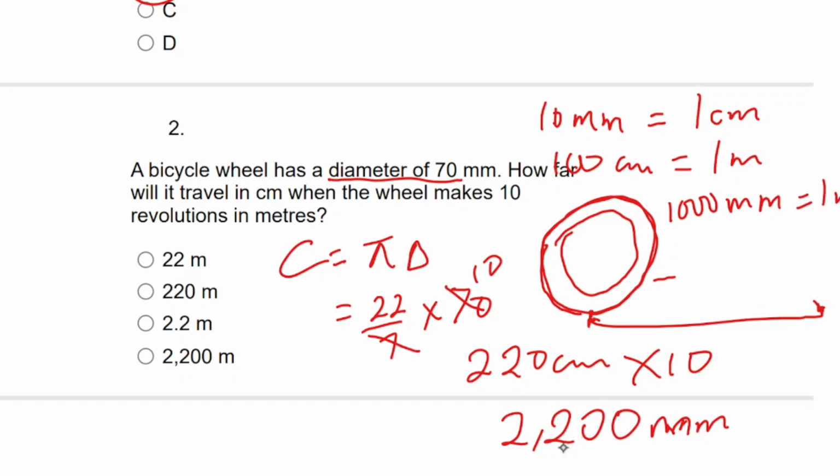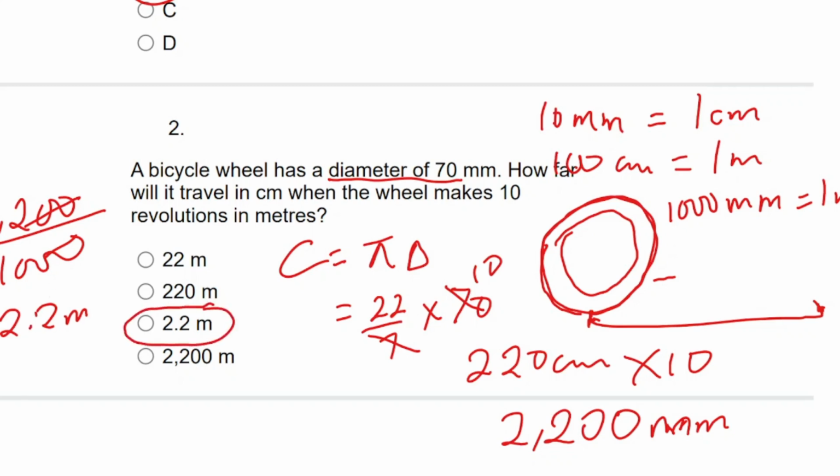In that case, we are going to divide this by 1,000. I hope I'm making sense. So that means 2,200 divided by 1,000. So 0 cancels 0. That's going to be 2.2 meters. And that is this option here. I hope this is clear. Alright, so that is that on this one. So we move to the next question.